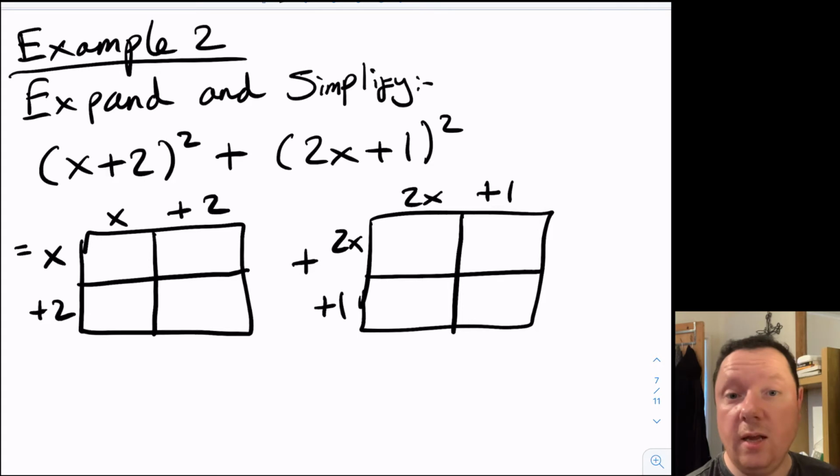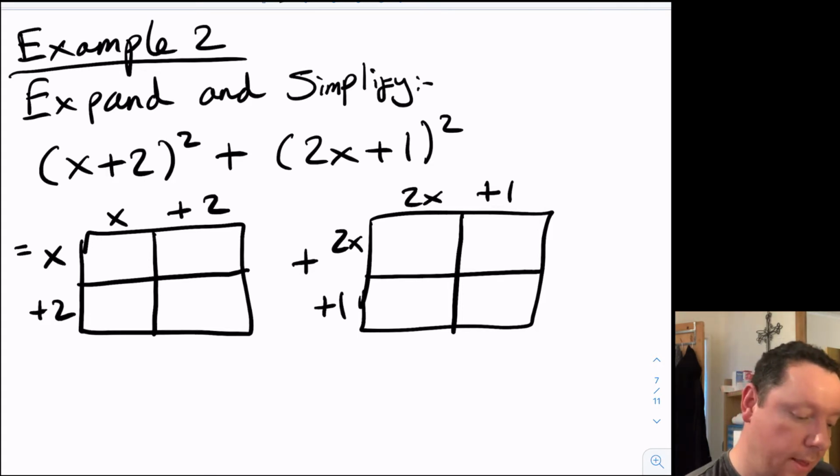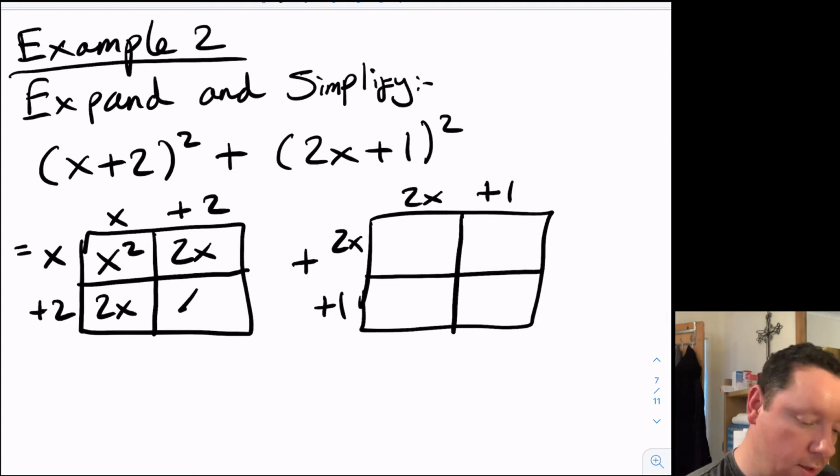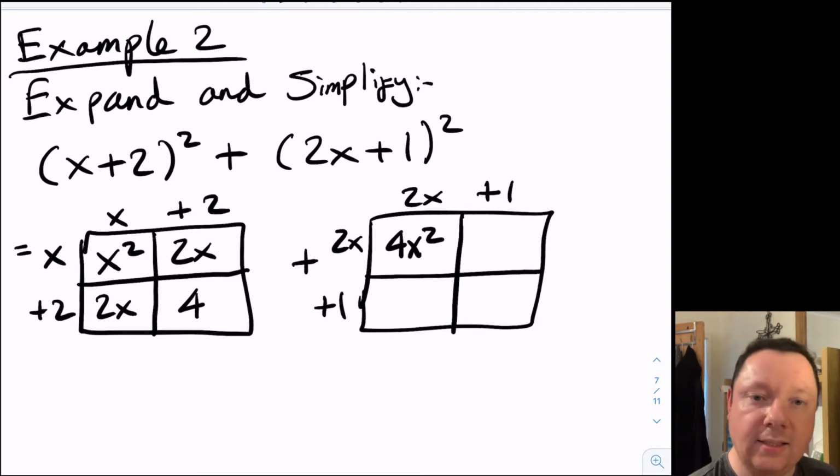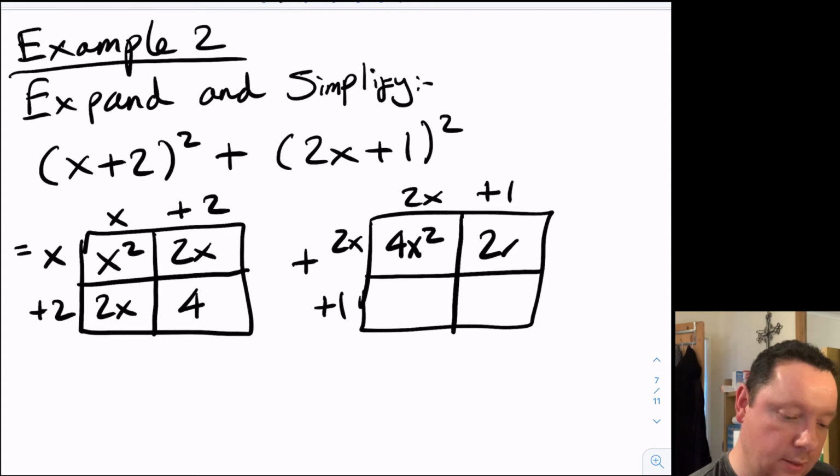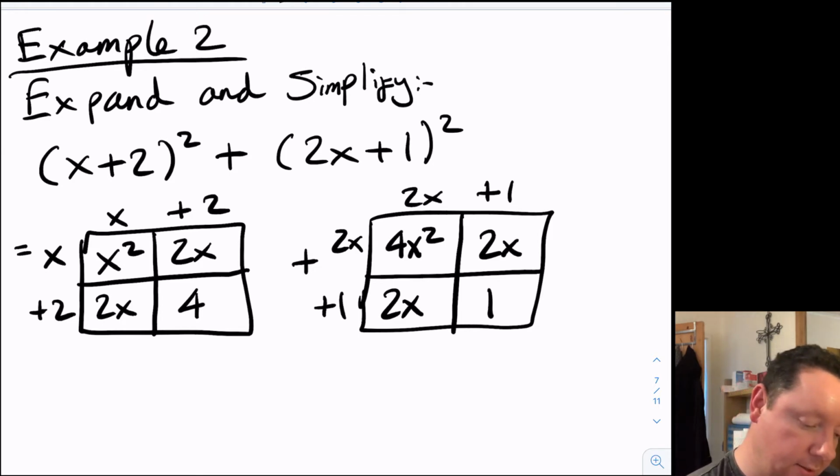So I do it as two separate sets of problems. First problem's x times x is x squared. X times 2 is 2x. 2 times x is also 2x. 2 times 2 is 4. Next one, 2x times 2x is 4x squared. 2x times 1 is just 2x. 1 times 2x is also 2x. 1 times 1 is 1. Add everything together inside the brackets.